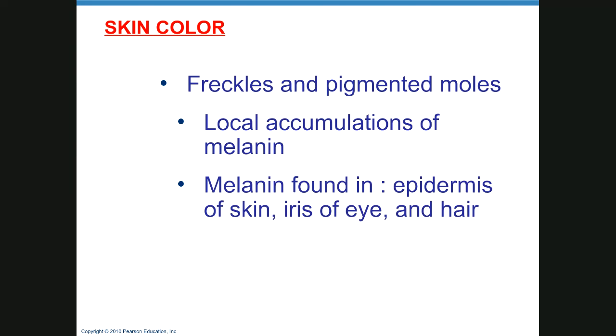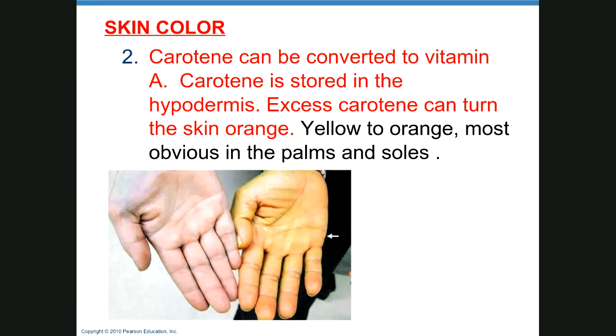Freckles, on the other hand, are localized accumulation of melanin that creates that darker coloration. All right, so melanin is one of the main factors that affect the skin color. Another one could be something like carotene. Carotene is the storage form of vitamin A. And because carotene and vitamin A is a fat-soluble substance, it is going to be stored in fat tissue. So remember that the hypodermis, which is below the dermis, is fat tissue, and that will be one of the places where carotene will be stored.